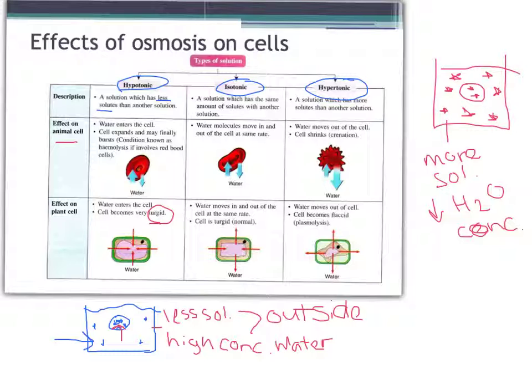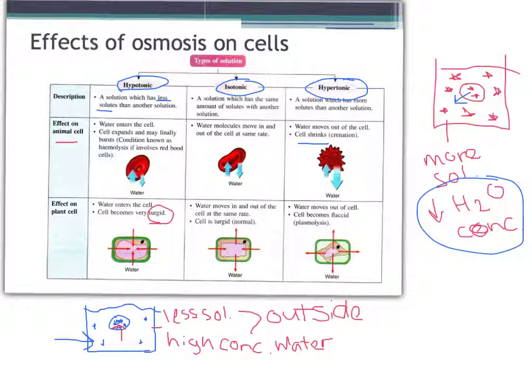So remember, focus on the water. The lower water concentration is on the outside. So on the inside it must be higher, so the water is going to move outside of the cell. And that's why the cell is going to shrink, crenation. It's going to close up with that. Water is going to be leaving. So that's what happens in the animal cell.